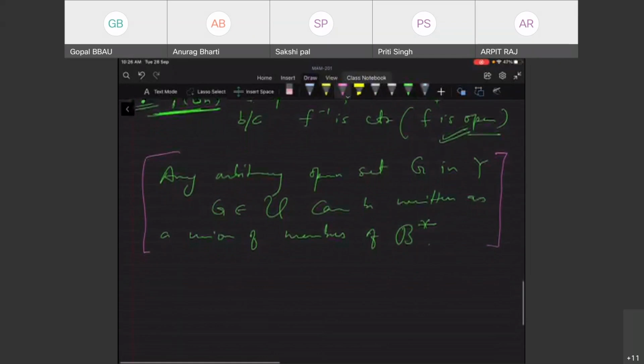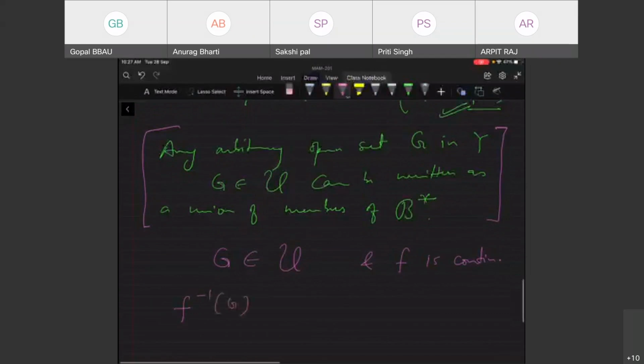Let's do this. So suppose G is an arbitrary open set in Y, and you know f is continuous. What can you say about f inverse G? So by continuity of f, f inverse G belongs to tau, which means f inverse G is open in X. Okay, बहुत बढ़िया.